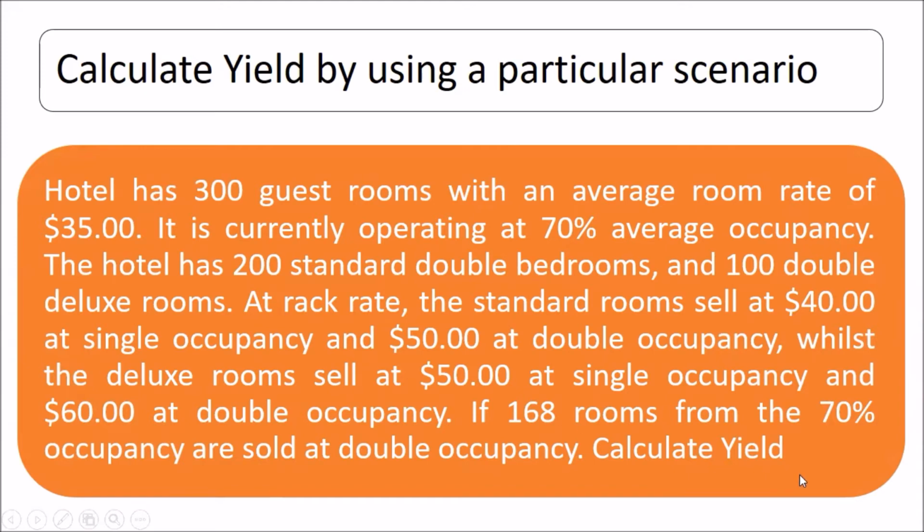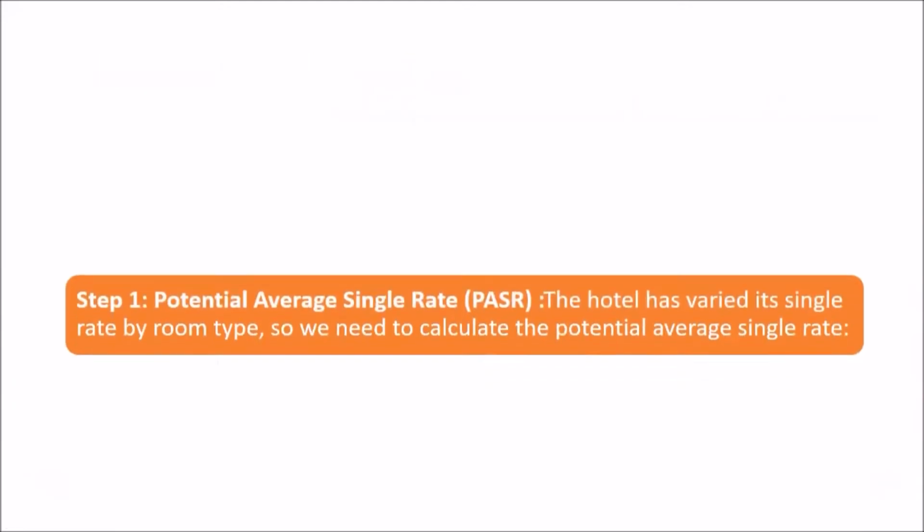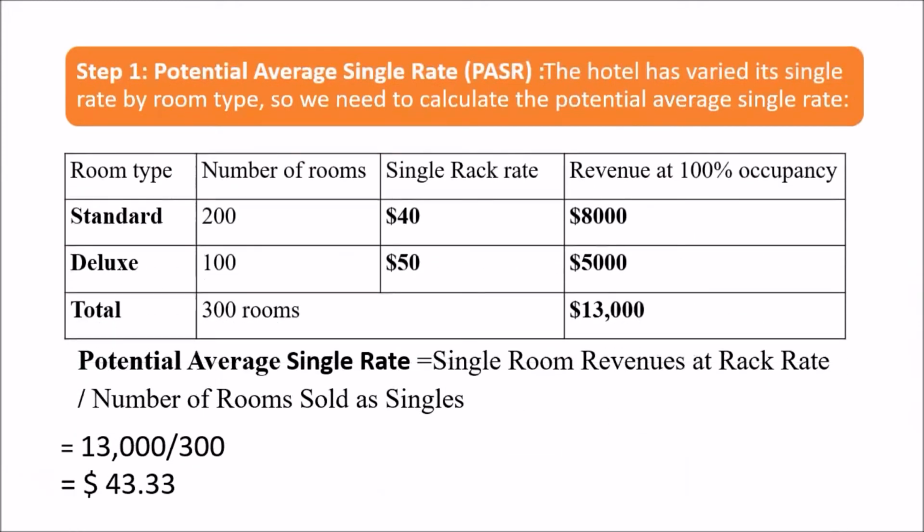So let's solve this problem. Step 1 is to calculate PASR. Now the hotel has varied its single rate by room type, so we need to calculate the potential average single rate, selling all the rooms on single occupancy. Looking at the table as per the problem given in the scenario, there are 200 rooms, and if we sell these 200 rooms at the single occupancy rate of $40, 200 multiplied by $40 gives you revenue of $8,000.